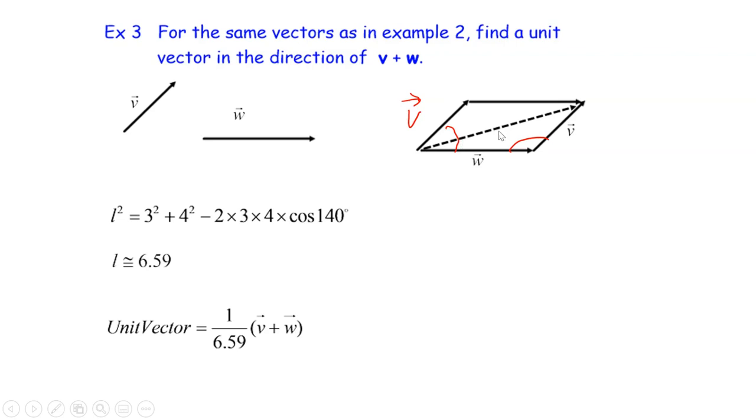This resulting dotted line here, which is the v plus w line, we're trying to make that a unit length of 1. So what we're doing is dividing it by 6.59. Since the magnitude is 6.59, if I want to make it a magnitude of 1, I divide it by that magnitude, and that will give this a magnitude of 1. So the unit vector in the direction of v plus w is 1 over 6.59 times the sum of v plus w. That's one way that you could write that.